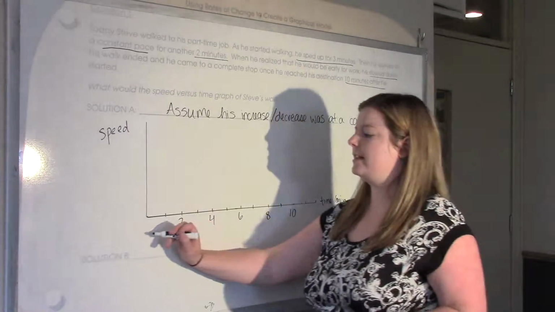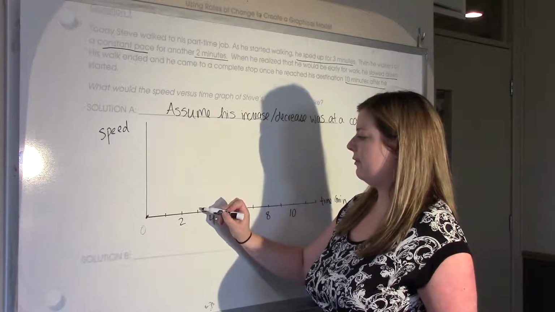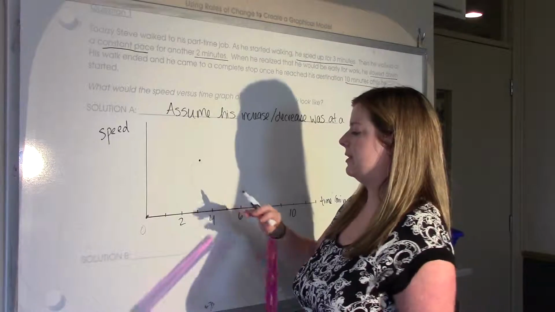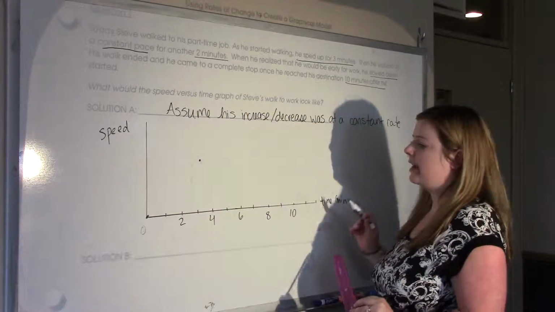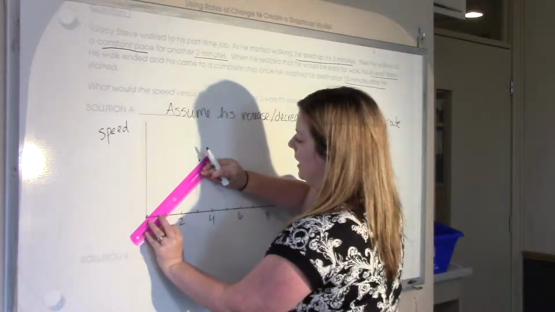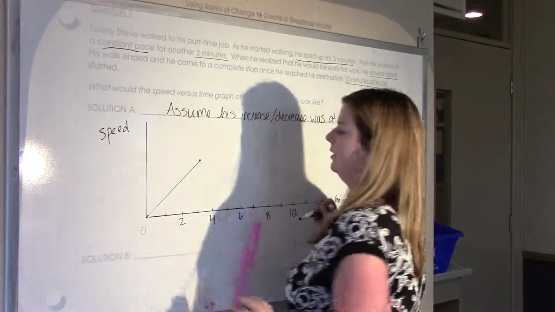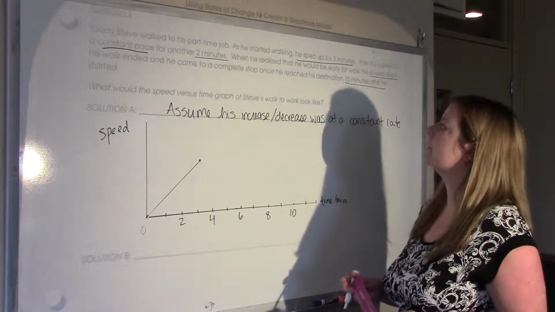So as he started walking, he sped up for 3 minutes. So we can assume that at 0 time, he was at 0 speed. And then for 3 minutes, so up to here, we don't know how fast he went, but the speed was increasing. So because we're assuming a constant rate of increase or decrease, this will be a straight line. Okay, so it's increasing from 0 to 3 minutes. His speed is going up.